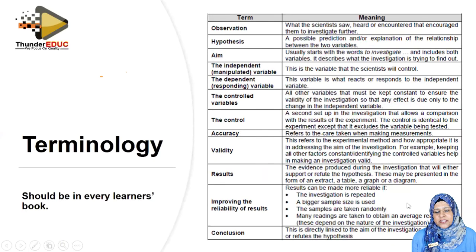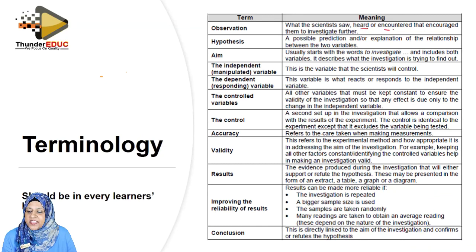Now, the terminology you need to know. Remember, you start off with terminology in your exam guidelines. For every single topic that you engage in, you must look at terminology. So in the same way, for scientific investigations, there is terminology that you must know. First one, observation. What is an observation? Scientists see, they hear, they encounter, and this encourages them to investigate further. Then we look at a hypothesis. It's a possible prediction or an explanation of the relationship between two variables.